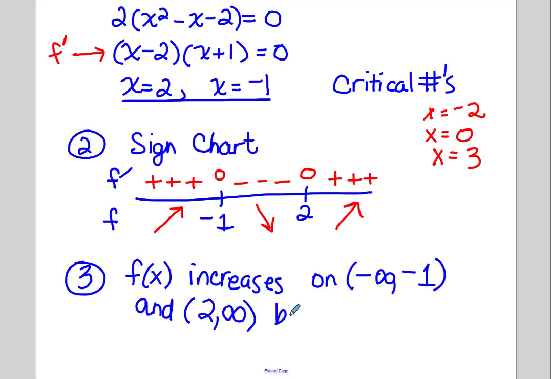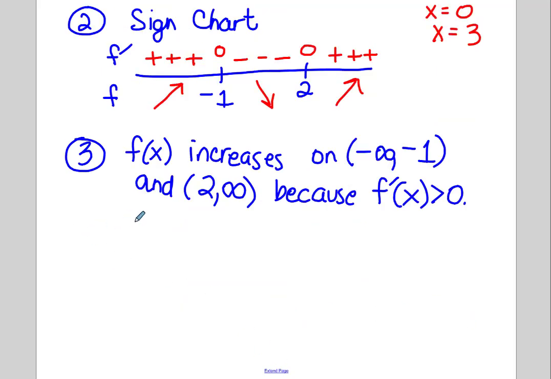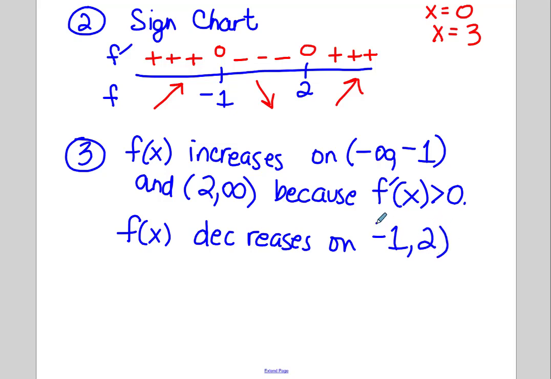And I can also give you a reason for that, and the reason is that the derivative is positive. So where the derivative is positive, the function increases. And I can also say that the function decreases in the other interval, that would be between negative 1 and positive 2, and the reason for that is because the derivative in that portion of the domain is negative.